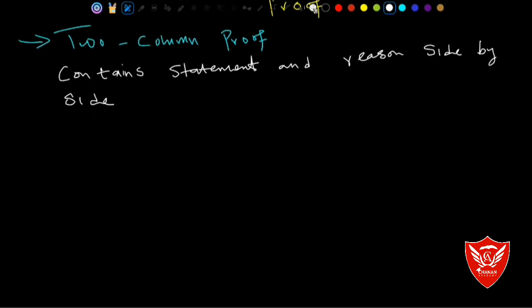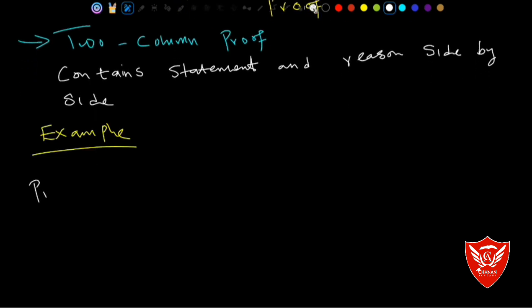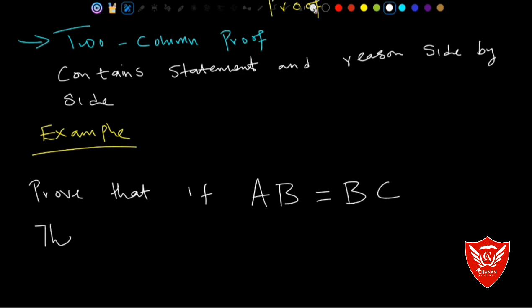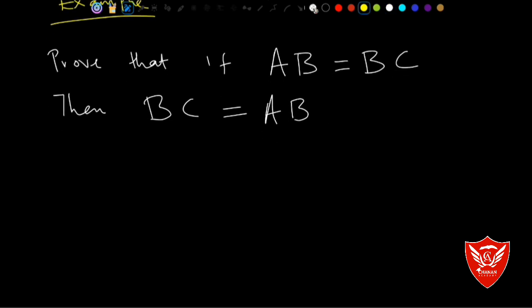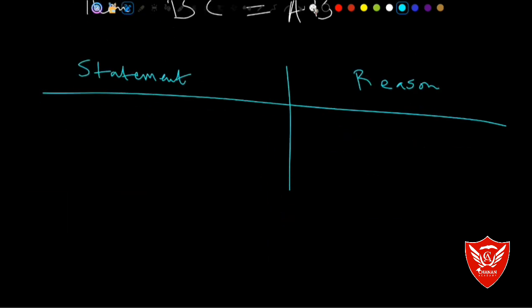Let's take an example. Prove that if AB equals BC, then BC equals AB. Now, this is a statement. You've been asked to prove this. So, in the two-column proof, what we do is place the statement and the reason side by side. So, you put your statement, then you put your reason in a column format. Okay?